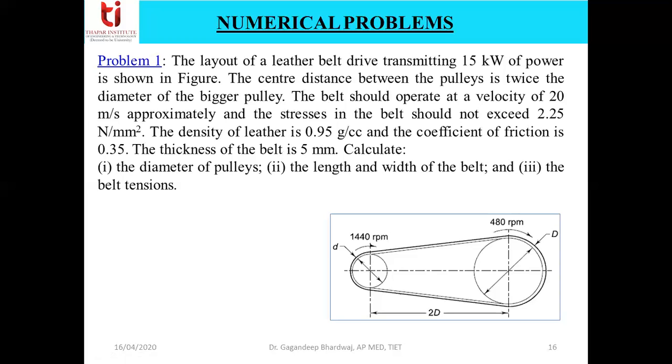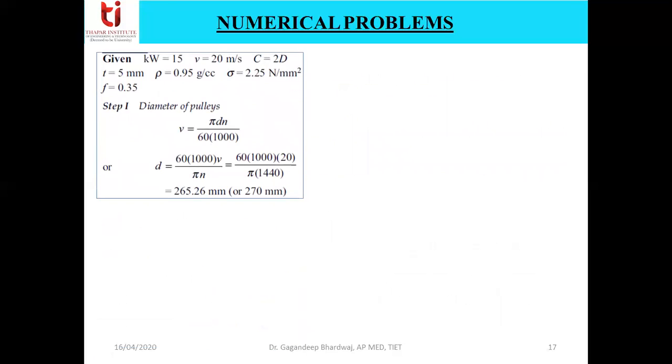First of all, we will calculate the diameter of the pulleys. In order to calculate the diameter, velocity is given by pi dN by 60. The value of velocity is given, that is 20 meter per second, so from that you can calculate the value of diameter. The diameter comes out to be 270 mm. This is the diameter of the smaller pulley, because we have used the RPM 1440, which is given for the driving pulley.